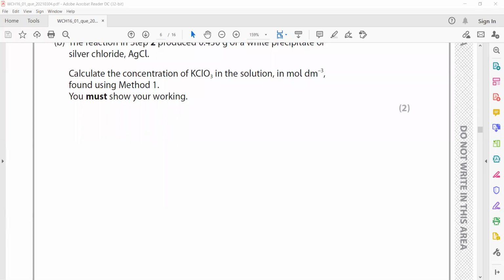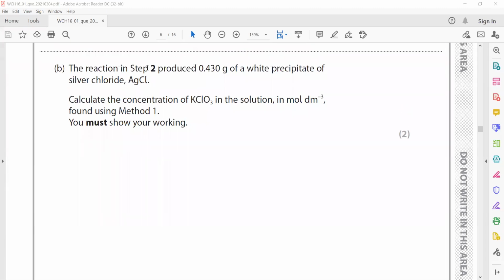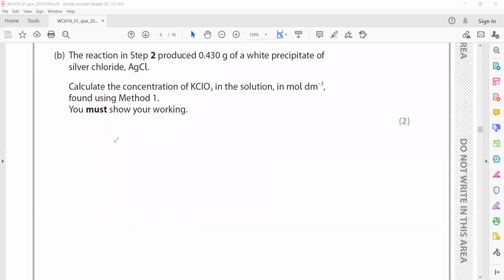So moles equals mass in grams over molar mass. First we should get the moles of silver chloride, which is moles of AgCl. Mass in grams is 0.430 divided by molar mass. You add the masses for silver and chlorine, which is 35.5. The total will be 143.4. That will give the moles of silver chloride, which is 2.99 × 10^-3.